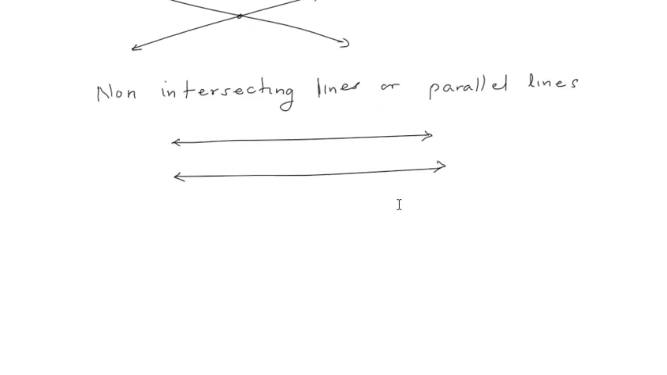We will discuss one more term here, that is pair of angles. Pair of angles means we are talking about two angles. Whenever we are talking about two angles at the same time, they are considered a pair of angles. Now a few pairs of angles are like complementary angles.